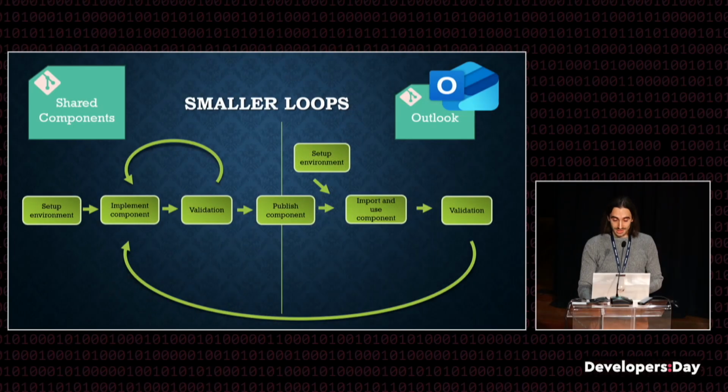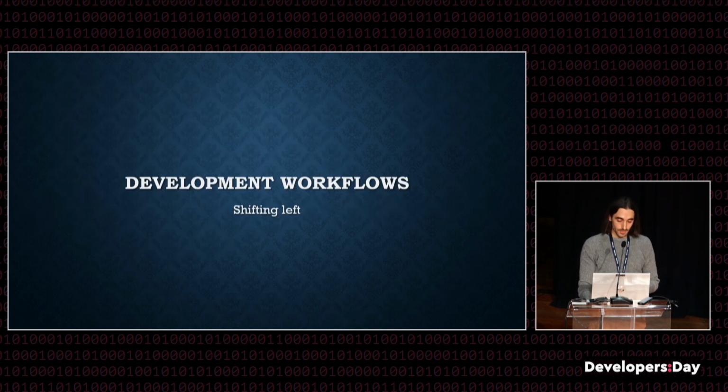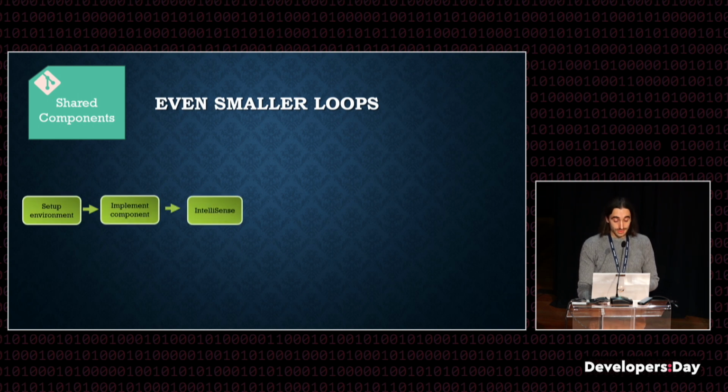And then the number of times we will have to go through this big loop will be much less, and most of the time it's 0. Most of the time the validation we've done early is good enough to catch every issue. So in that case, that loop is about an hour. But this is still very long, so we can try to do even smaller loops by introducing different validation earlier.